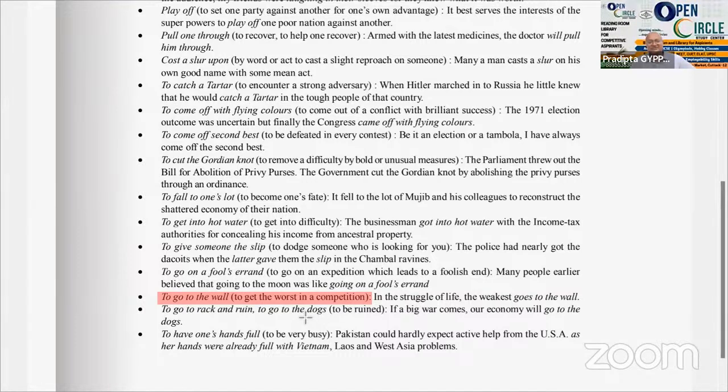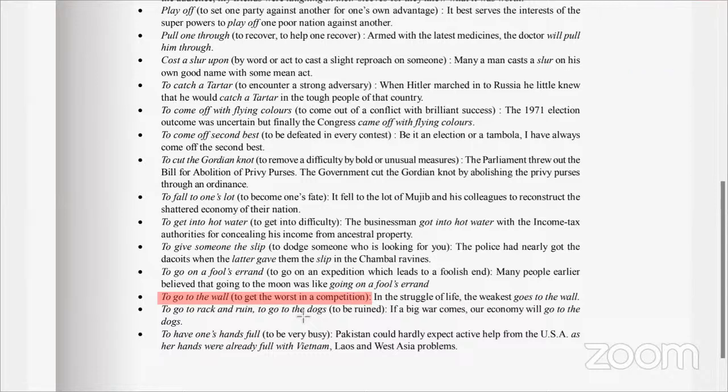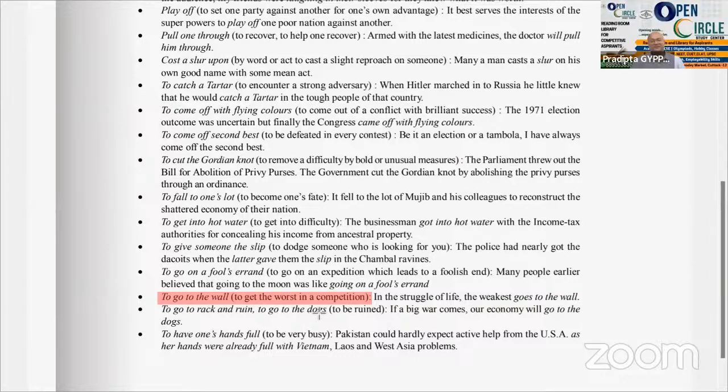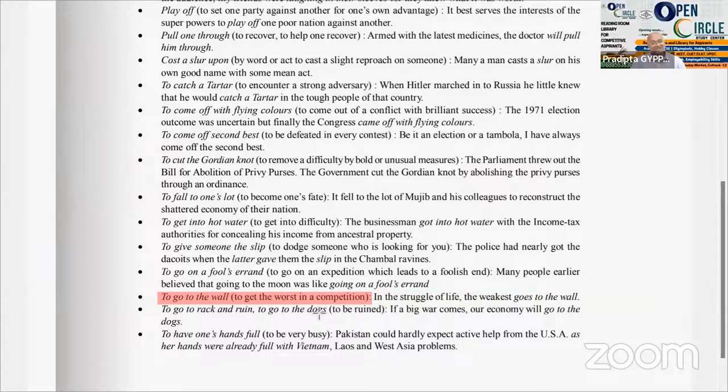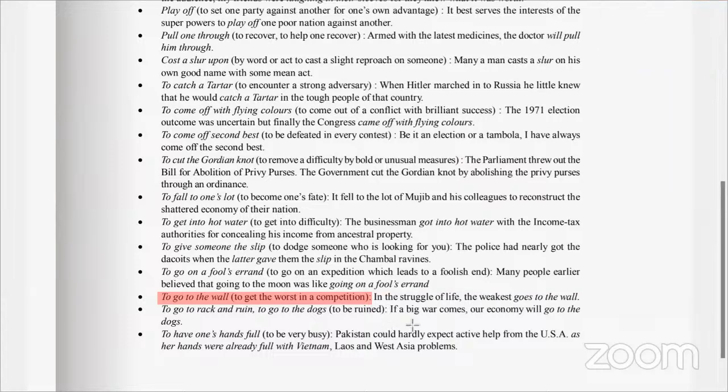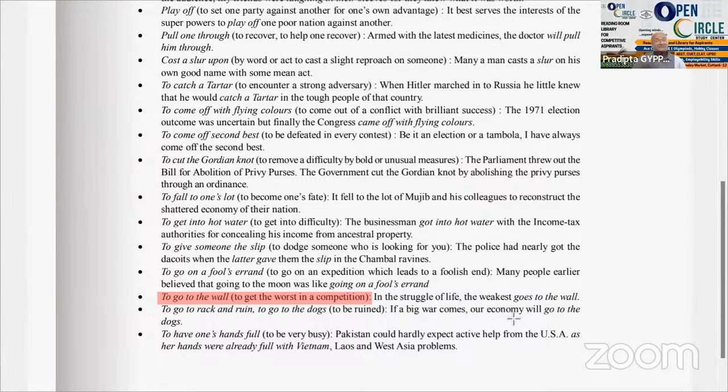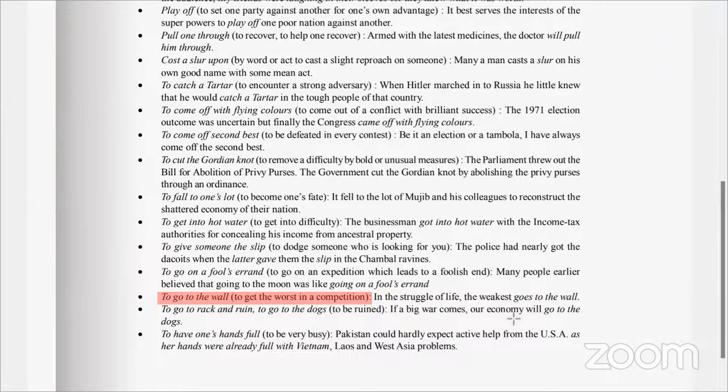Yeah, go ahead. To go to the wall: to get the worst in a competition. Meaning? सर कंपटीशन में सबसे खराब जाना. मतलब हार जा, ठीक है? Now, see the sentence. In the struggle of life, the weakest goes to the wall. Meaning? In the challenges of life, in the problems of life, if you are weak, sir, if a person is weak, वो हार जाते हैं.